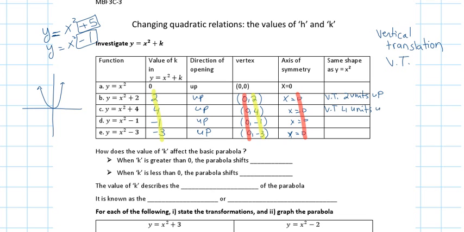How about the next one? Vertical translation. How many units? 1 unit which way? Down. Okay? So instead of saying -1, I say 1 unit down because the negative represents down. And then the last one is going to be vertical translation 3 units down.